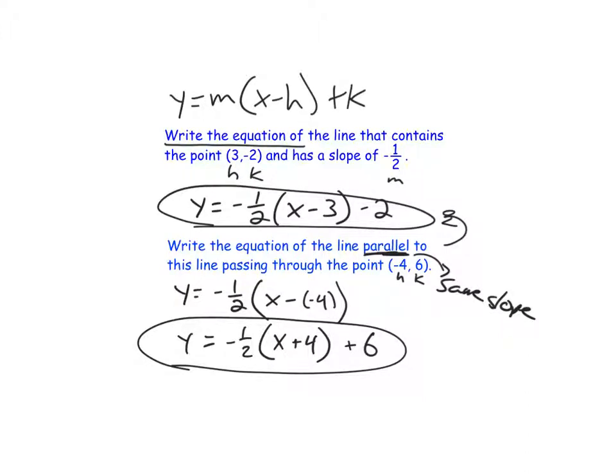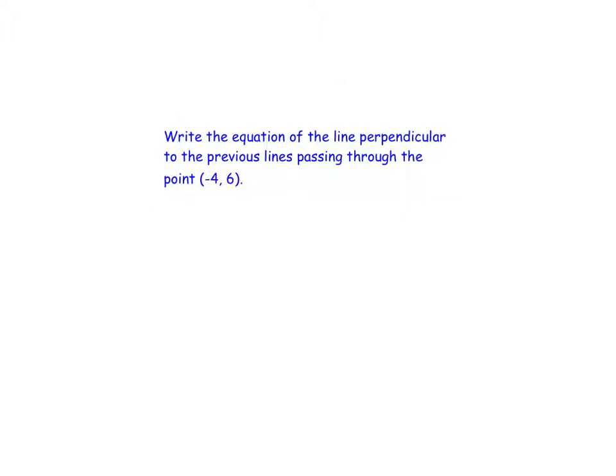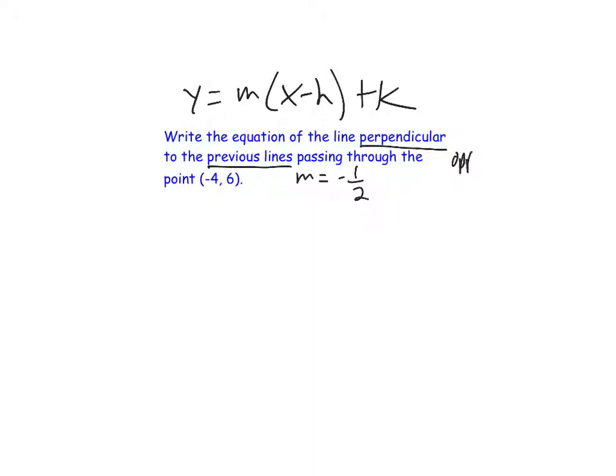Let's do one that's perpendicular to it. And remember, perpendicular lines have opposite reciprocal slopes. So the previous lines had a slope of -1/2. Let's see if you can write the equation of the perpendicular line. All right, so we know we're going to use that point slope form of a line, that y equals m times x minus h plus k. So doing that, we're going to take our slope, but we want perpendicular lines. So the slopes are going to be opposite reciprocals. So the slope of our perpendicular line is going to be +2.